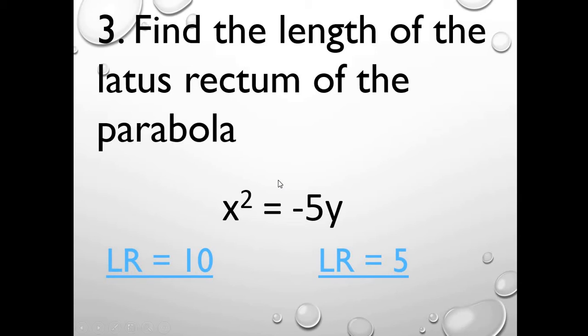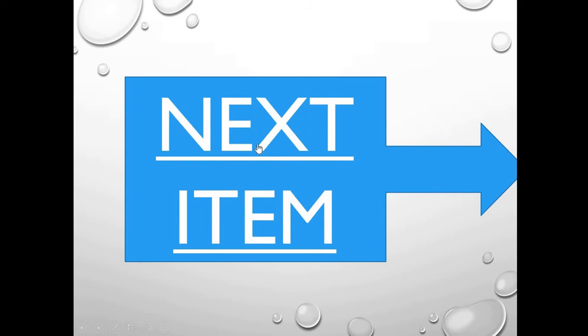Find the length of the latus rectum of the parabola x squared equals negative 5y. Is it equal to 10 or is it equal to 5? Anybody from the group? Okay, Yuri is raising her hand. What do you think? It's 5, sir. Okay, the length of the latus rectum is 5. That's correct, because we're going to solve for a. It's equivalent to 5 fourths, and if you multiply 5 fourths by 4, it's equal to 5. Bravo! Let's go to the next item.